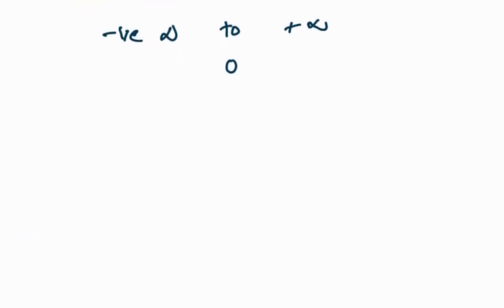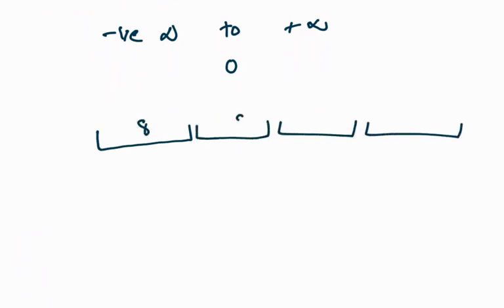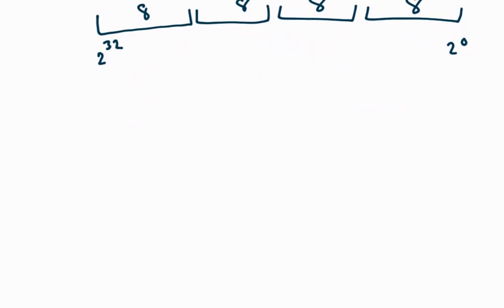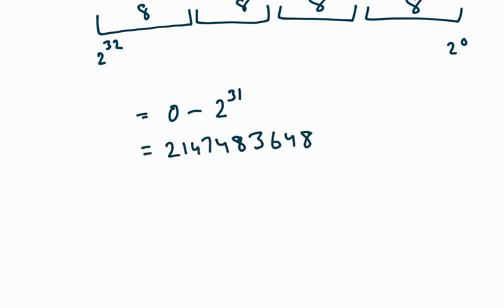The standard is that we have 4 bytes reserved for a single integer. So you have 8 bits here, 8 here, 8 here, 8 here, and your powers of 2 start from 0 up till 2 raised to the power 32. So the possibilities that it allows you to store is from the number 0 up until 2 raised to the power 31. I made a mistake here, my bad. You have 31 here.